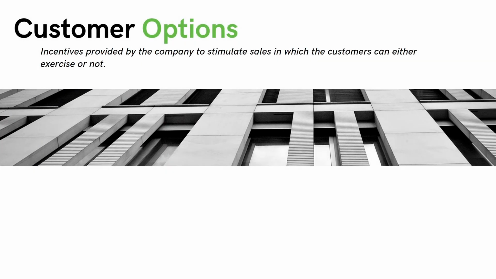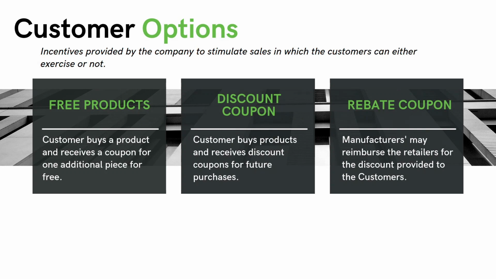Now, let's proceed to customer options. Okay? So, these are incentives provided by the company. Again, the same purpose is to stimulate sales, in which customers can either exercise this option or not. So, as the term suggests, option, meaning it is at their discretion whether to use it or not. So, examples for this are free products, discount coupon, and rebate coupon.